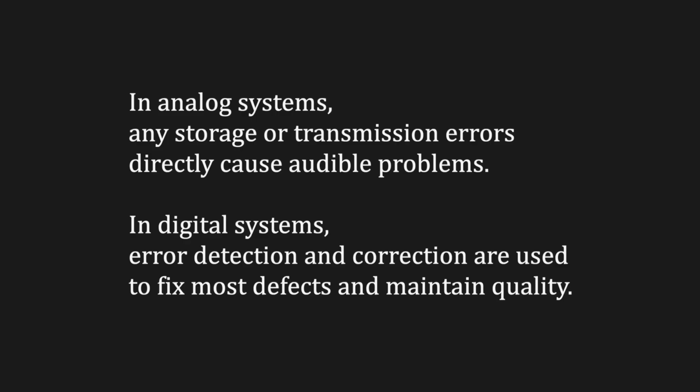In analog systems, any storage or transmission errors directly cause audible problems. In digital systems, however, error detection and correction are used to fix most defects and maintain quality. Interleaving helps protect against large data losses by spreading information across the bit stream so that a single damaged area affects only small parts of the audio once it's deinterleaved during playback.